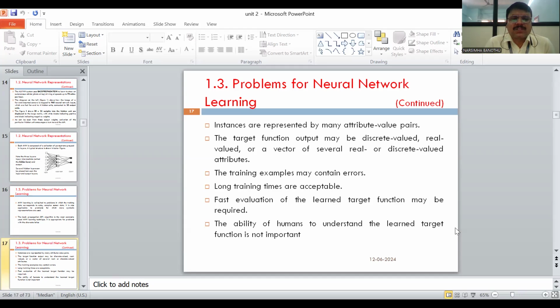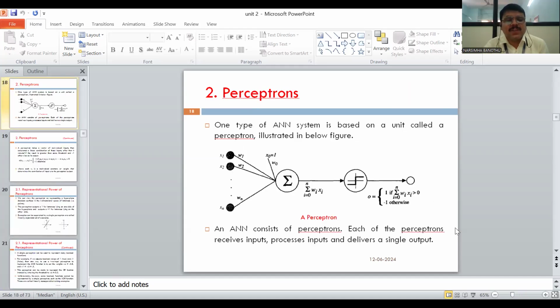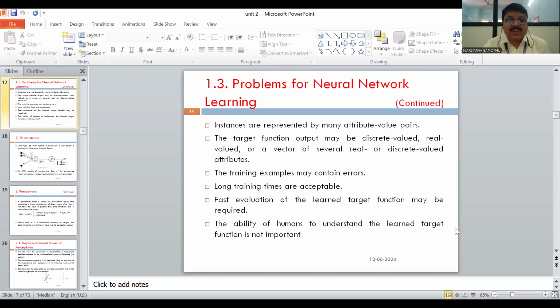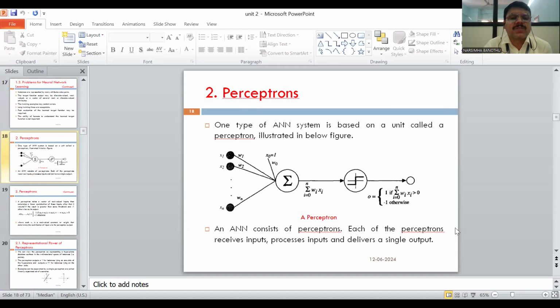Long training times are acceptable. Right? Fast evaluation of the learned target function may be required here. One more thing is that the ability of humans to understand the learned target function is not important. Human understanding of the learning is not important here. The machine learning is very important here, right? So all of you observe this illustration.